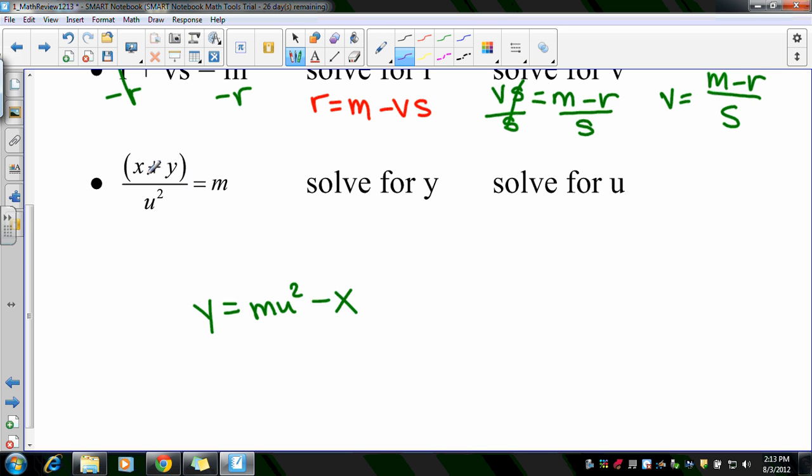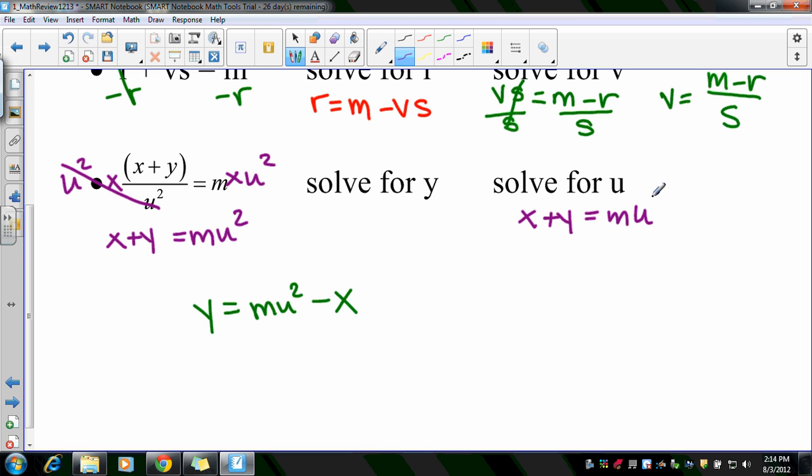So solving for u, the first thing we need to do is get u by itself. And so we need to get rid of u under here. So we're going to do exactly the same first step. Multiply by u squared. What this does is makes it so that that u squared is gone. So it cancels over here, and we have u squared here. So we have x plus y equals mu squared. So now I'm actually going to move it over here. x plus y equals mu squared.